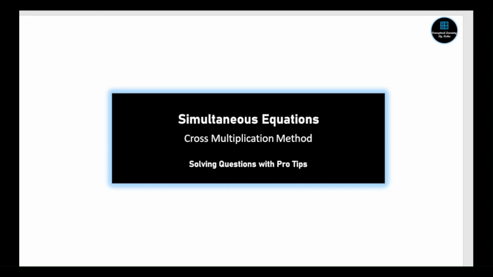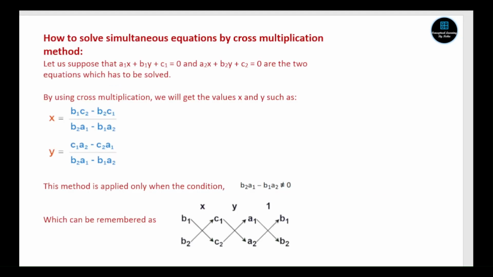Alright, now let's continue with the cross multiplication method. Now, let's say we have two equations a1x plus b1y plus c1 equals to 0, a2x plus b2y plus c2 equals to 0. Now using the cross multiplication method, the value of x and y have these formulas. So x equals to b1 c2 minus b2 c1 upon b2 a1 minus b1 a2.